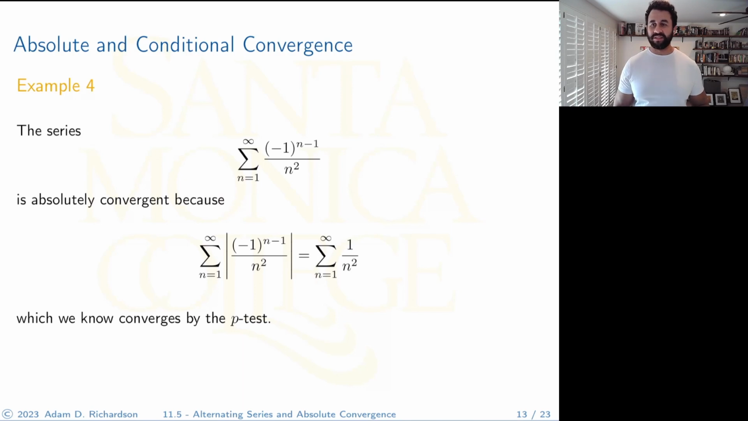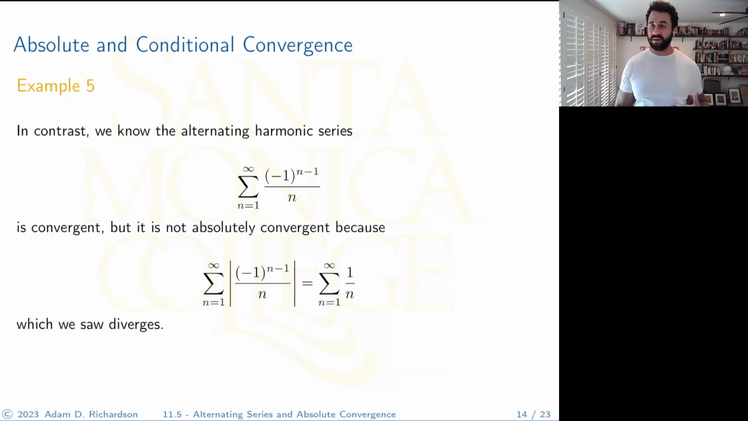So this series does converge. I should add that right there. This series converges absolutely. Now let's compare this to the alternating harmonic series. The alternating harmonic series we know converges. We proved that just a couple minutes ago using the alternating series test, right? So this series converges. Now let's look at the absolute value series.